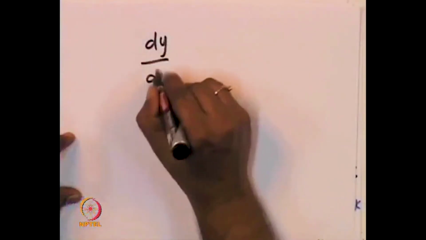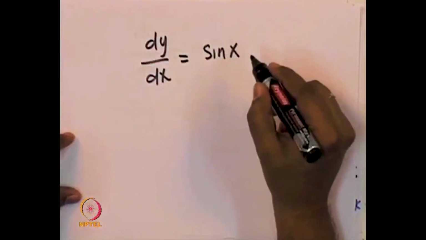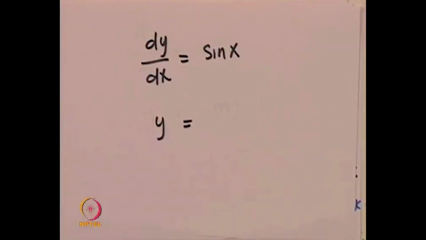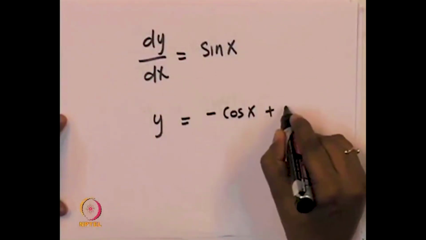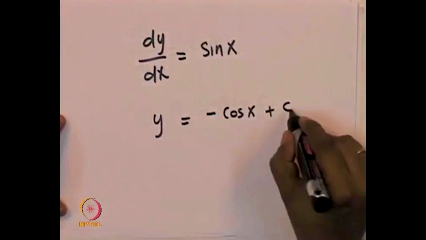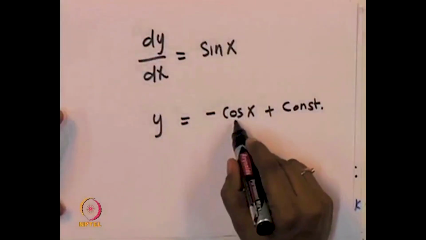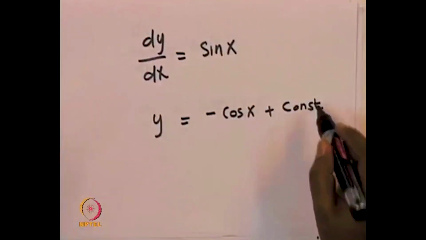So, similarly, if we say that dy by dx is sin x, what will be y? The y will be minus cos x plus a constant c, because the derivative of cos x is minus sin x, and with a minus sign it will be plus sin x, and the derivative of a constant is 0.